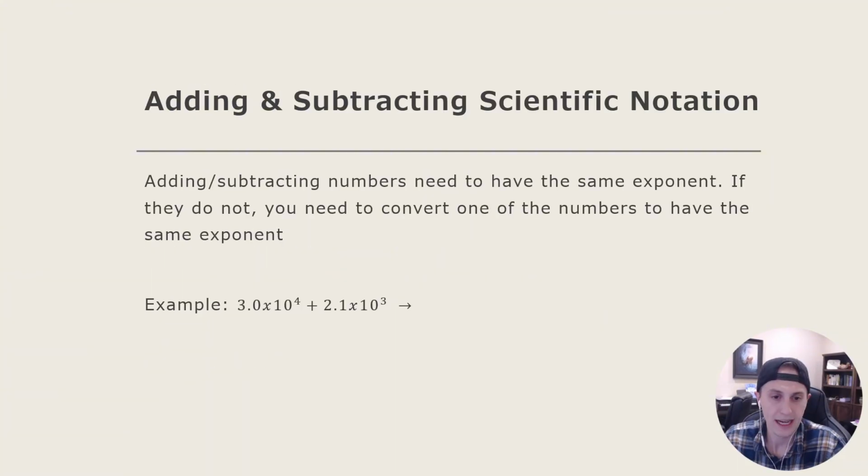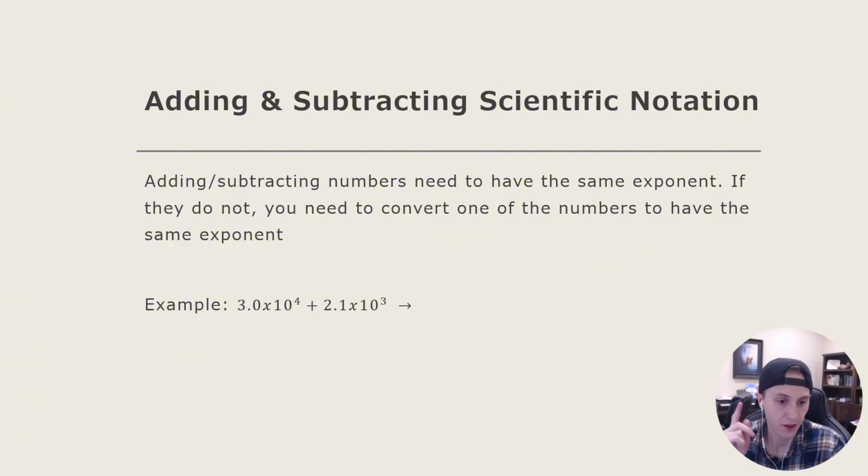First, let's talk about adding and subtracting scientific notation. Adding and subtracting numbers need to have the same exponent. If they do not, you need to convert one of the numbers to have the same exponent. Or said a different way, it is not legal to add or subtract these numbers unless they have the same exponent. So make sure that they're the same.